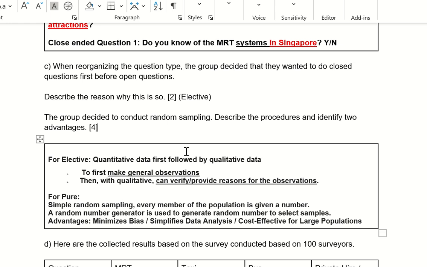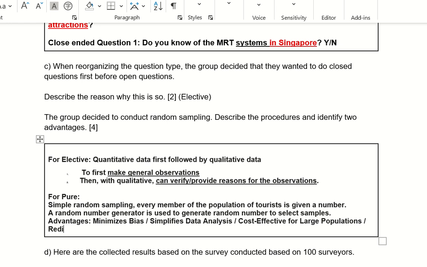Now, for the pure students, we look at random sampling. Describe the procedures and identify two advantages. Simple random sampling: every member of the population is given a number. So the population of tourists, for this one we focus on tourists. A random number generator is used to generate numbers to select samples. That is the steps for random sampling. Advantages: minimize bias, simplify data analysis, cost effective for a large population. You can even reduce manpower, reduce cost.